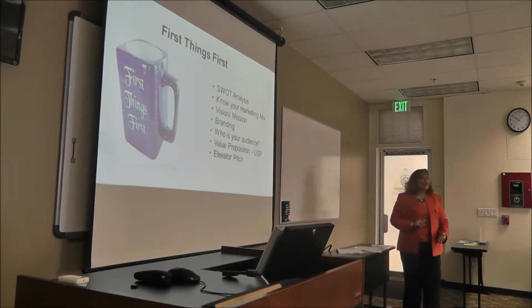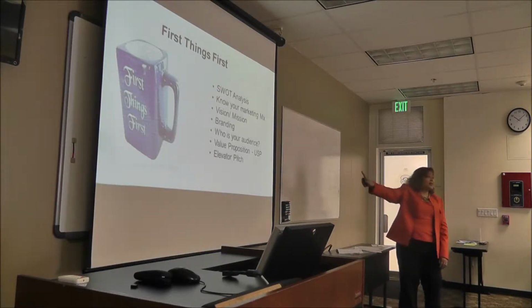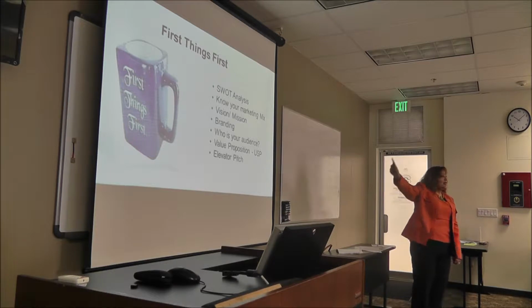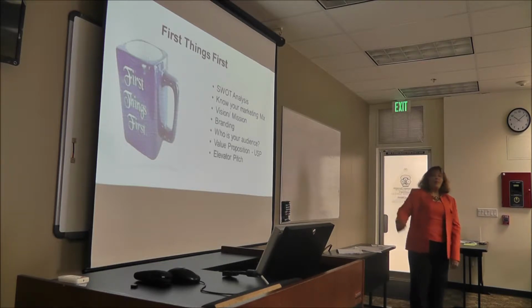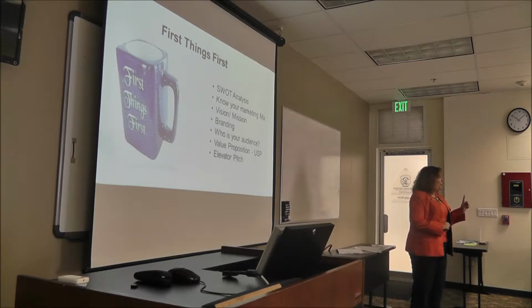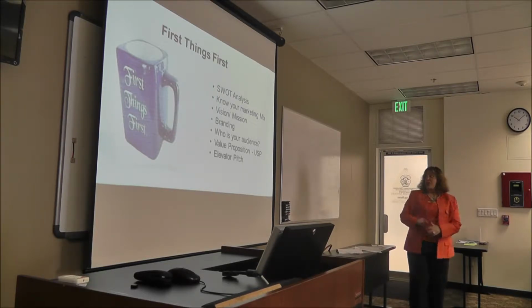So the first thing that we need to put, these are things that we need to know in our branding. These are the steps to actually do a branding plan. The first one is your SWOT analysis that we just did. Know your marketing mix. What is your vision and mission? Because not only companies or organizations have vision and mission. Each one of us has to have a vision and mission.